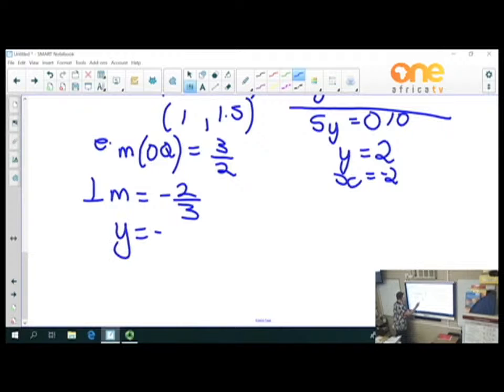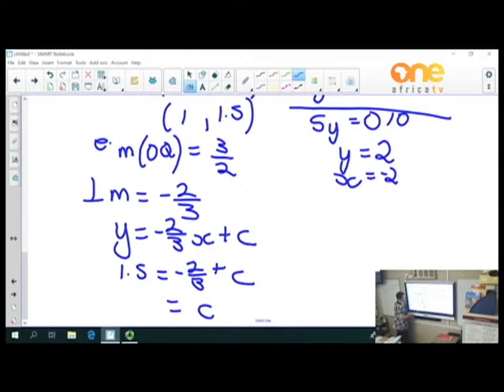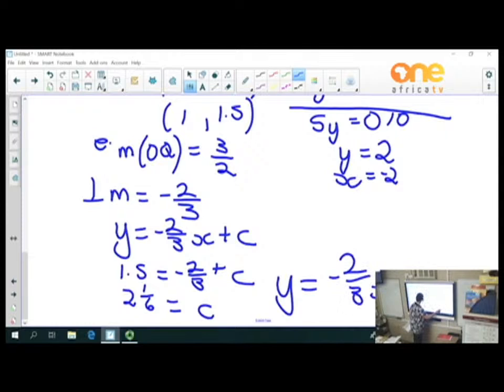So y is equal to negative 2/3 x plus c. And now we put that one in. 1.5 is equal to negative 2/3 times 1 plus c. And what is c then? So 1.5 plus 2/3. And the equation is then y is equal to negative 2/3 x plus 2 1/6.